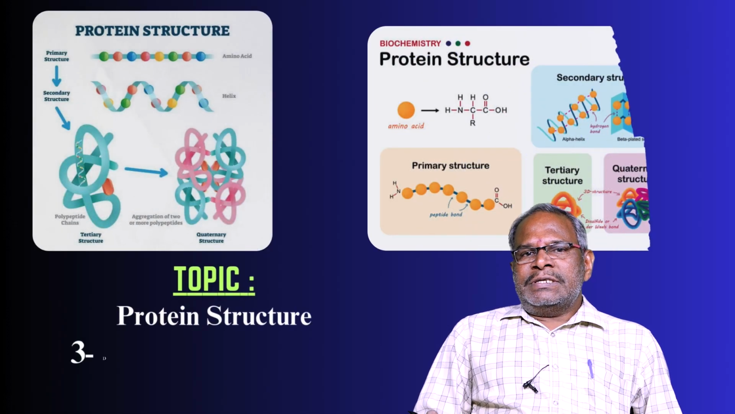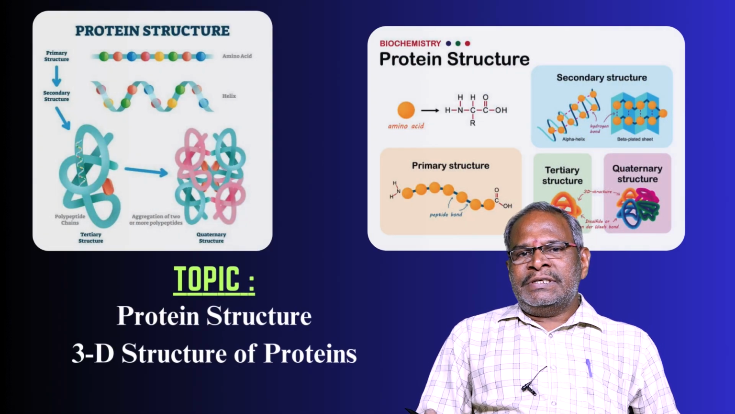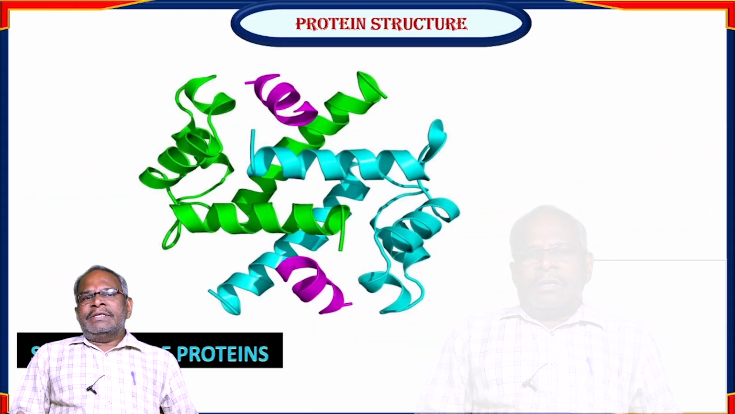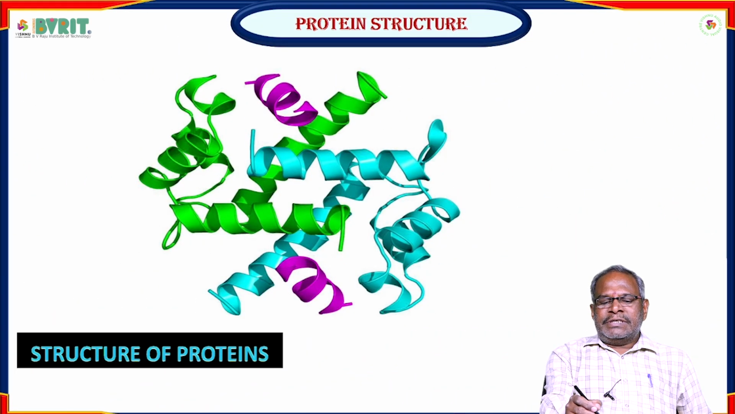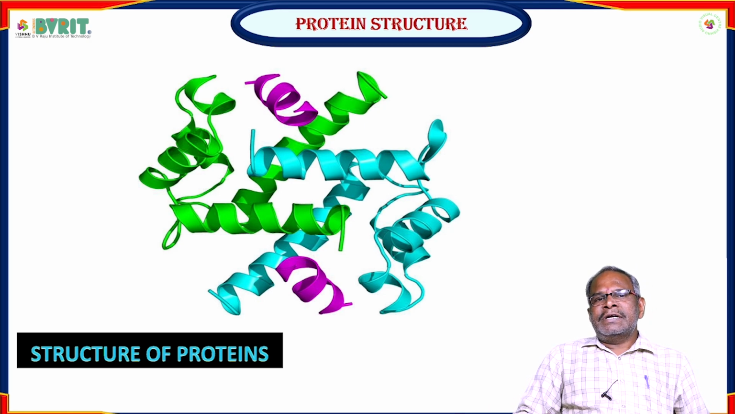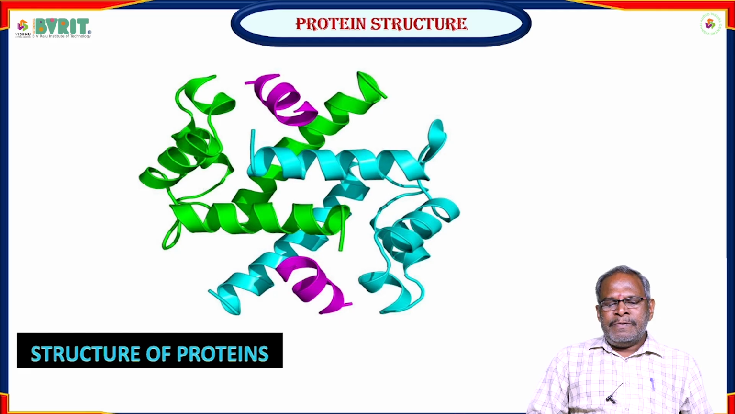Protein structure has four levels of structure. I am concentrating particularly on the 3D structure of the protein. The four structures available are the primary structure, secondary structure, tertiary structure, and the quaternary structure of the protein.